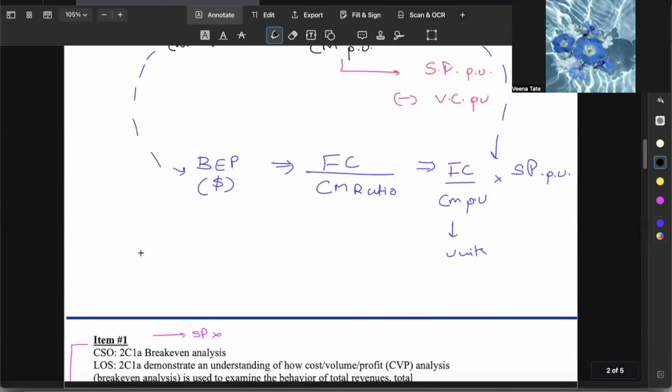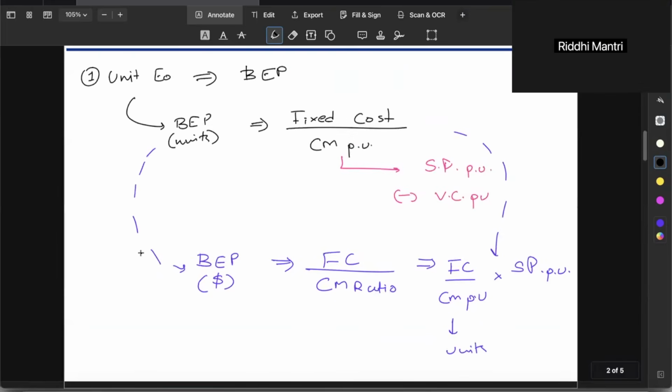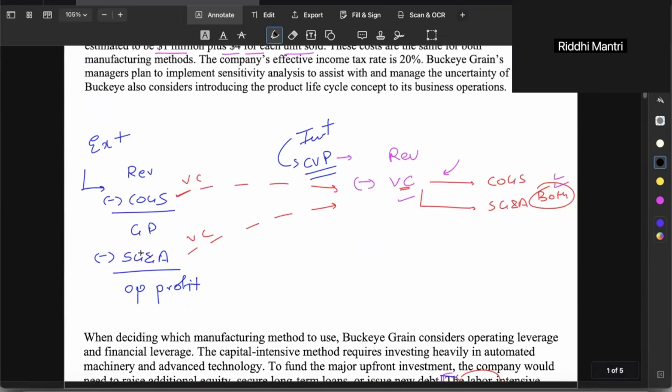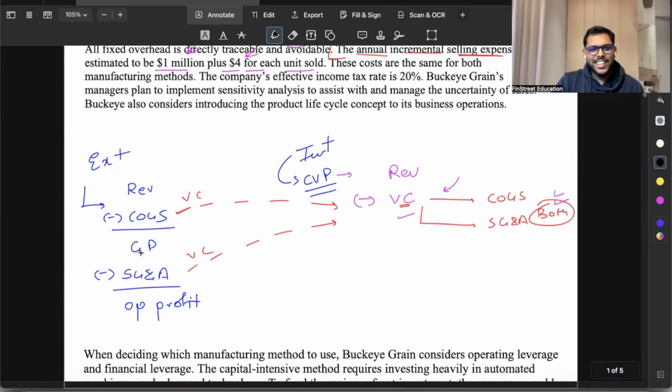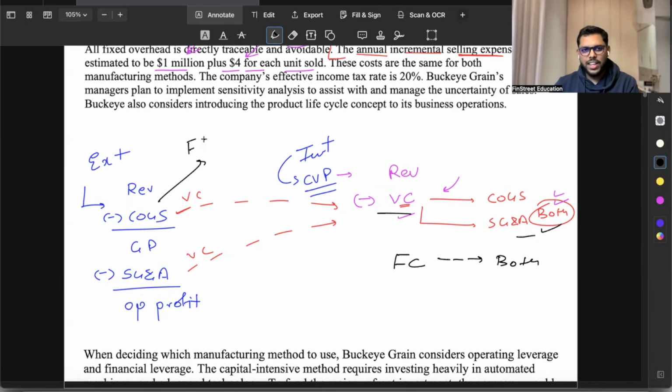Plus 1 million also. 1 million. Yes, sir. Exactly. That was the reason why I gave you this hint. Just like on FC we consider both within VC, within FC as well we consider both. So at the COGS level the FC is 4.88 million, perfectly fine. But here there is also 1 million given.